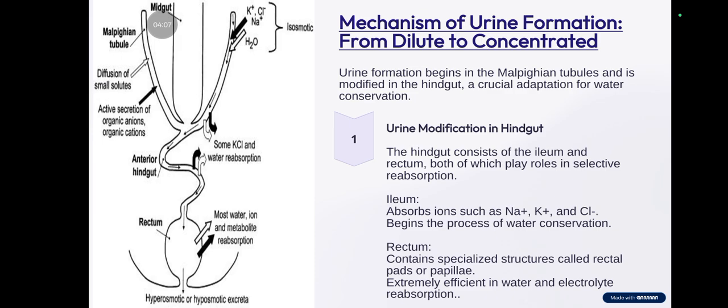Coming to the mechanism of urine formation from dilute to concentrated. The urine formation begins in the Malpighian tubules and it is modified in the hindgut, a crucial adaptation for water conservation. The urine modification in hindgut. The hindgut consists of the ileum and the rectum, both of which play roles in selective reabsorption. The ileum, which absorbs the ions such as sodium, potassium and calcium, begins the process of water conservation. Coming to rectum, it contains specialized structures called rectal pads or papillae. It is extremely efficient in water and electrolyte reabsorption.